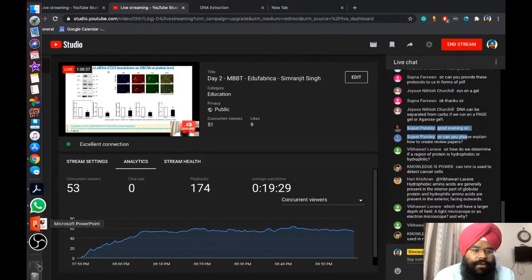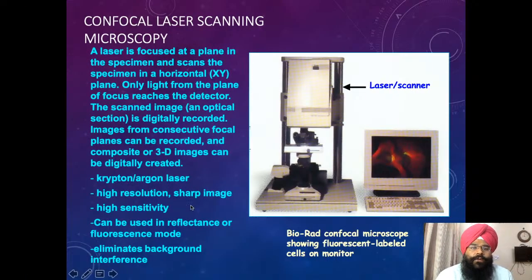So now I go to the next part, the confocal laser scanning microscope. Confocal microscope, we can say it also. The laser is focused at a plane of the specimen and scans the specimen in the horizontal plane. Only light from the plane of focus reaches a detector, and the scan image is digitally recorded. So images from consecutive focal planes can be recorded, and composite or 3D images can be digitally created.